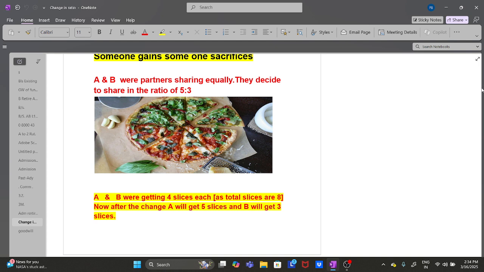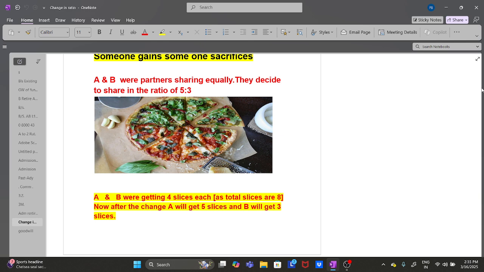So there are 8 slices. They decided they'll be sharing it in the ratio of 5:3, and say A will get 5 slices and B will get 3 slices, and they were earlier sharing it equally. So earlier each one was getting 4 slices, and now A will get 5 out of 8 instead of 4 out of 8. That means A will get one extra share, whereas B has to sacrifice 1/4 share. So B is giving 1/4 share.